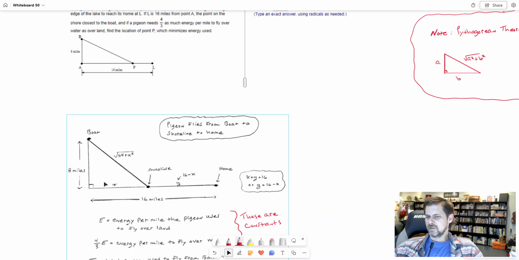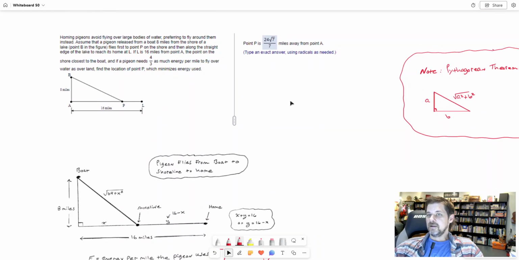But in order not to have too many variables, I don't want to have x and y if I can just use x. I could say, well, if x plus y is 16, then y is 16 minus x. So this side right here is 16 minus x. So it flies along this side, whose distance is root 64 plus x squared. Then it flies this way, which the distance is 16 minus x. Okay, so that's my update on the picture that was given in the problem.